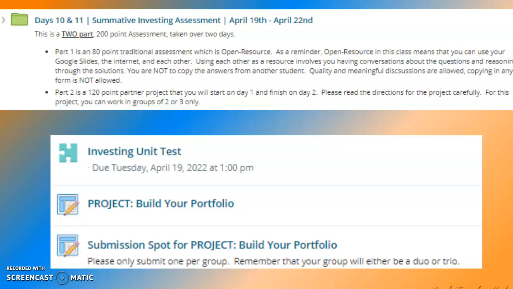So for my Orange Day classes, day 1 is today, which is Tuesday, April 19th. And for my White Day classes, you'll start yours on April 20th. So that's your day one. So everybody is completing the investing unit test on day one, and everyone is starting their portfolio project on day one. Now on day two, which is technically day 11 of this unit, what you'll do on Thursday and Friday is just finish up what you started with that project.